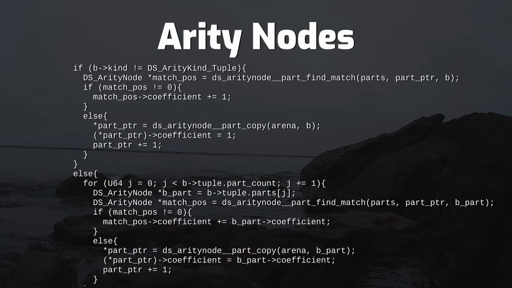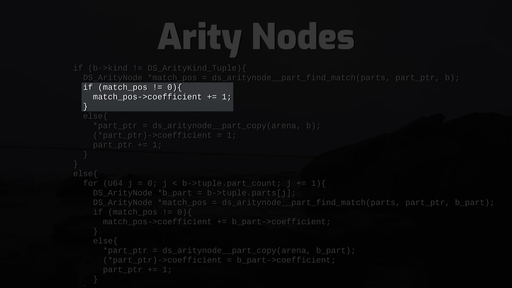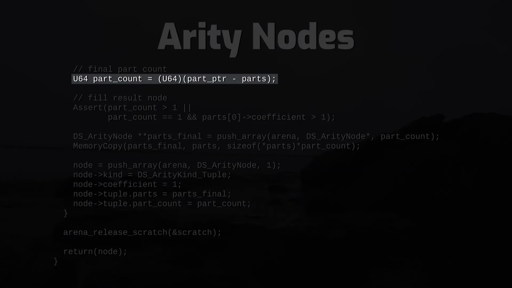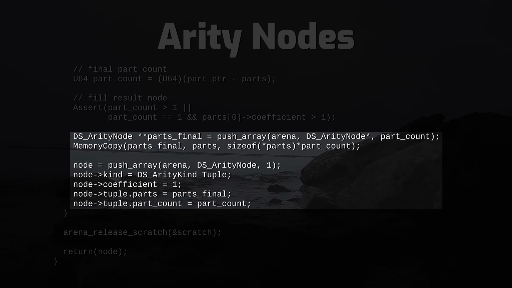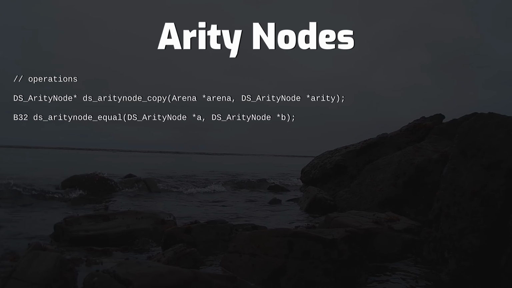The logic for adding in the B arity is similar to adding in the A arity, except at each step where I would add a new part, I first check if it's a duplicate to a node that's already in the parts array. The helper part find match does this task for me, actually. If I find a duplicate, I just increment the coefficient of the part that's already there in the output parts array. Finally, I determine the actual count of parts and prepare an appropriate output node. Okay, that's everything I'm going to review in the construction section, so next let's look at the operations section.